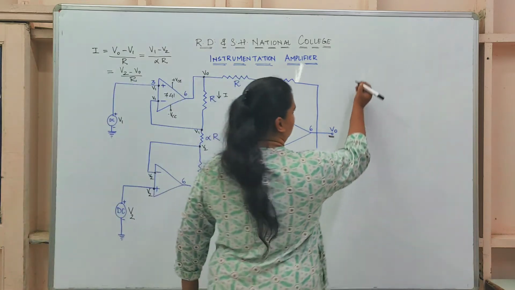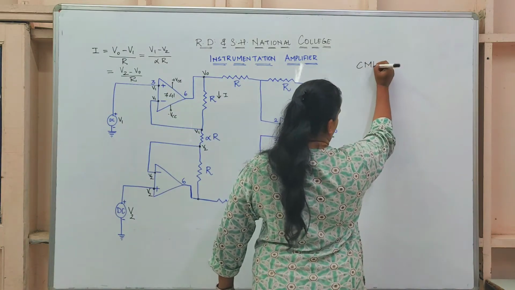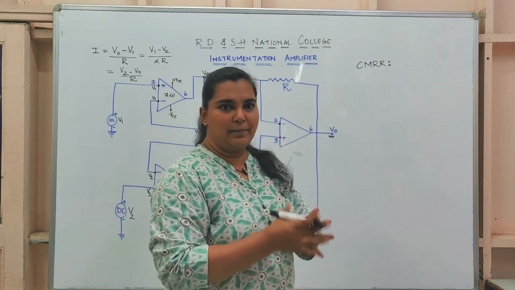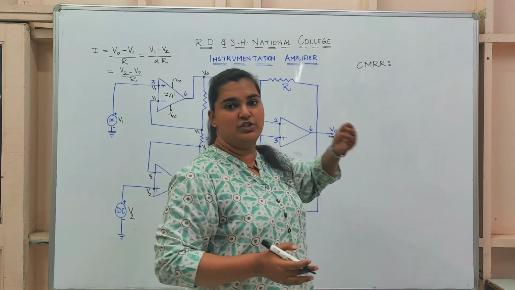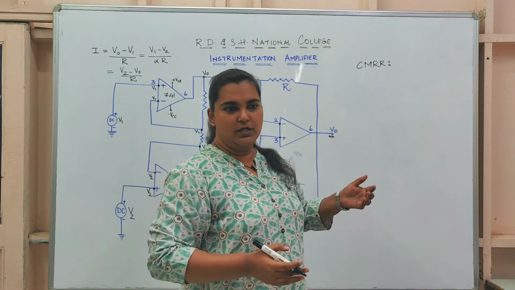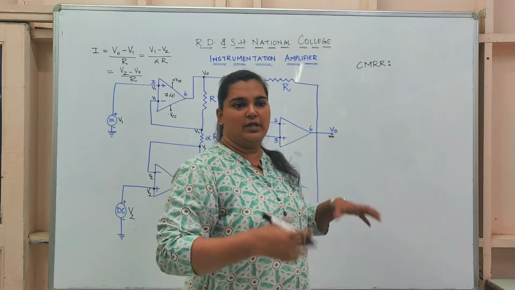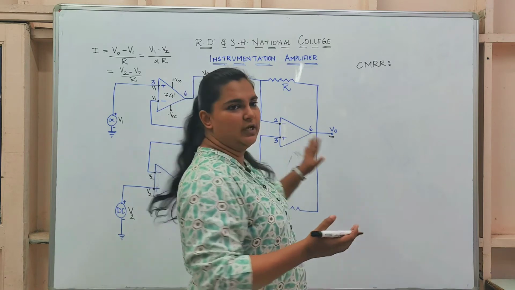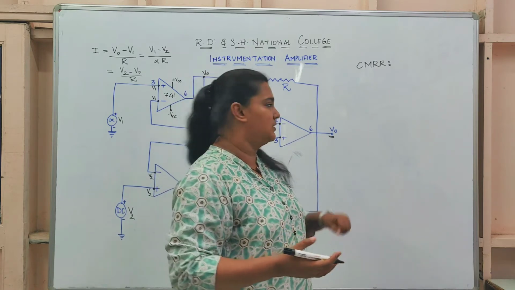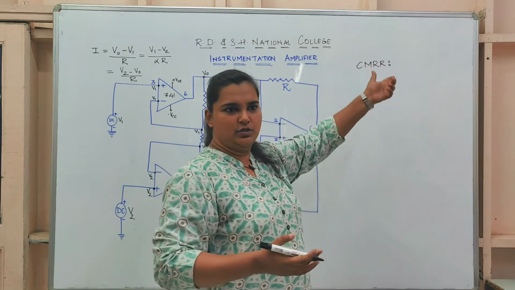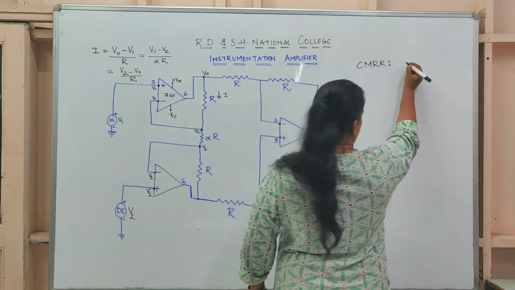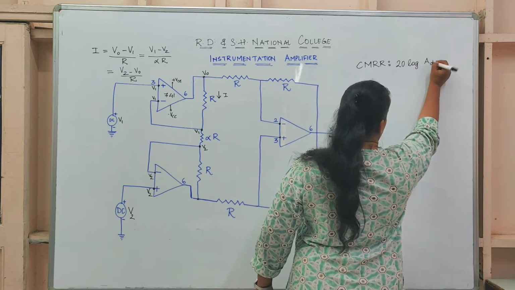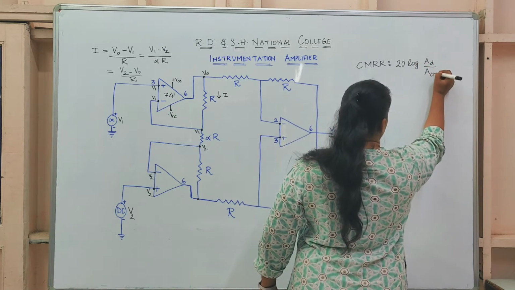Basically what we have to measure is CMRR. Now CMRR is basically the capacity of an op-amp to reject noise. I repeat, the capacity of the op-amp to reject noise. Greater the CMRR, greater is the capacity of the op-amp to reject noise and other unwanted signals. So more the CMRR, better is your op-amp. This CMRR is actually given as 20 log of AD upon ACM.